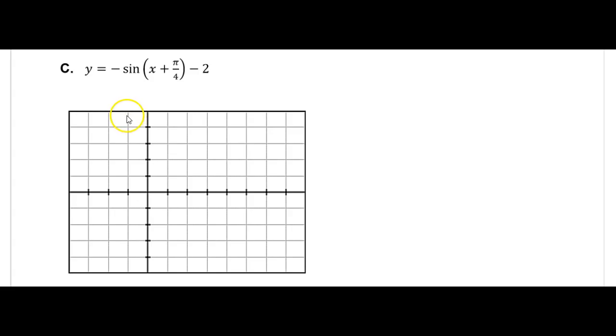So we're going to continue with our graphing of a sine translation. Go ahead and pause the video, see if you can come up with the amplitude, period, phase shift, and vertical shift. Pause the video and then we'll come back and talk about it.